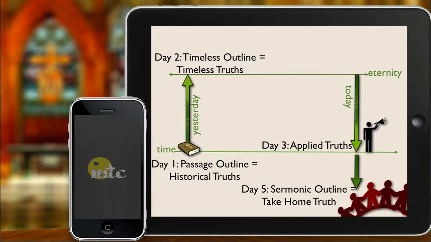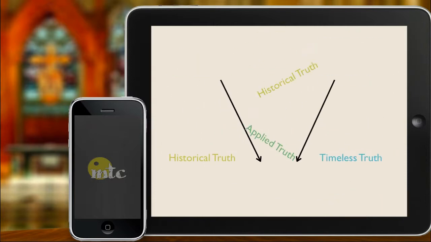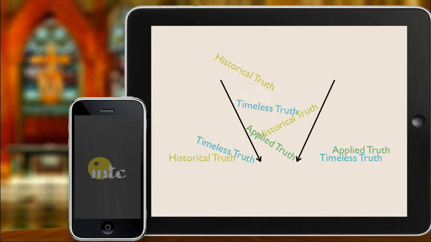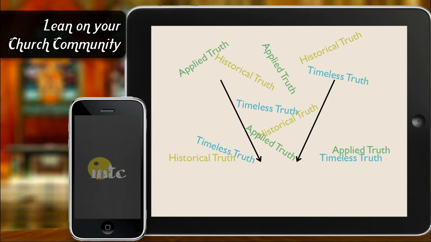And where does this take-home truth come from? You're going to have far more information than you can ever include in a sermon. And this is where a lot of guys make mistakes. You have your historical truths, you have your timeless truths, and you have a variety of applied truths. But now you have to create a filter, a grid. This comes from your time in praying to the Holy Spirit. This comes in your conversations with the church family.